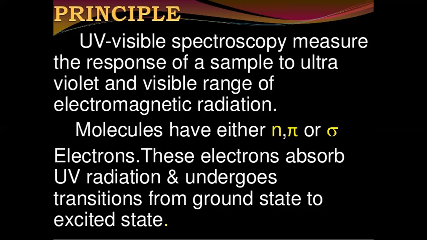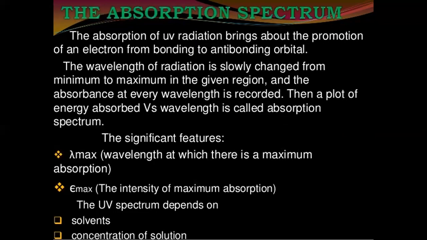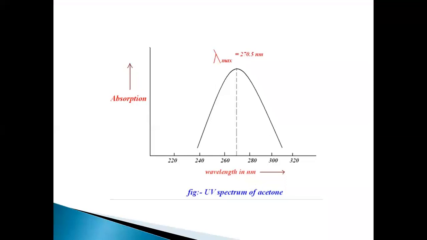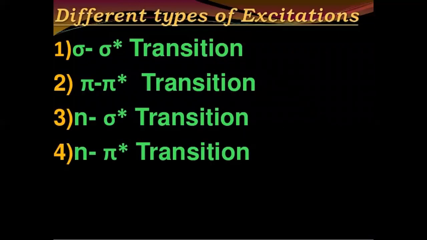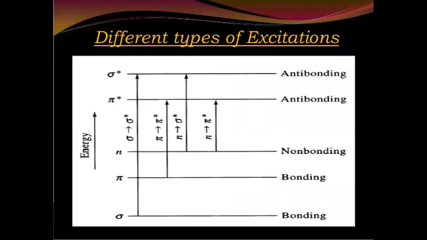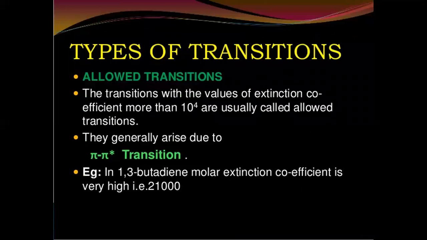The sample absorbs in this region, and the molecules having n, pi and sigma electrons respond and give the absorption spectrum by undergoing transitions. This is the absorption spectrum, and absorption lambda max is recorded. There are four types of transitions: sigma to sigma star, pi to pi star, n to pi star, and n to sigma star. These are the transitions between bonding and non-bonding molecular orbitals.